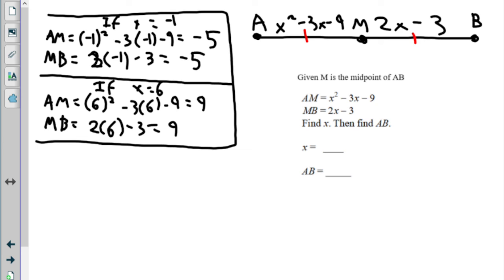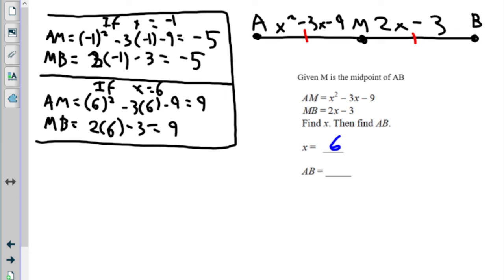But one of those answers I don't want. Which one? The -1, because they give me negative measurements. So I'm going to say that I'm going to use x being 6 as my answer.